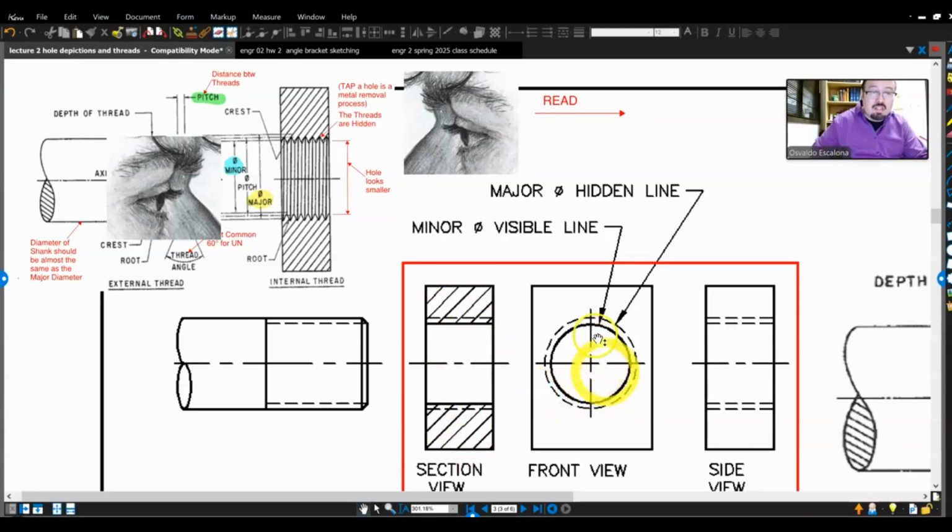The front view, the same concept, right? The minor diameter is going to be visible because that's what you see when you see an internal thread, and the major is going to be hidden. The side view will just be both of them here.